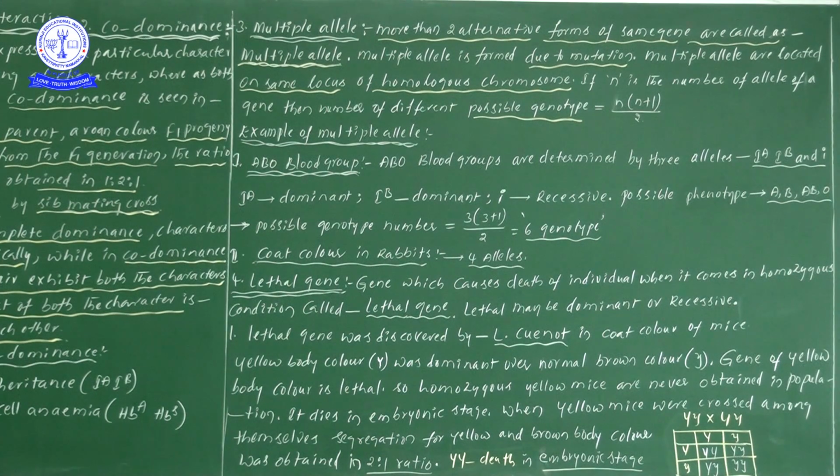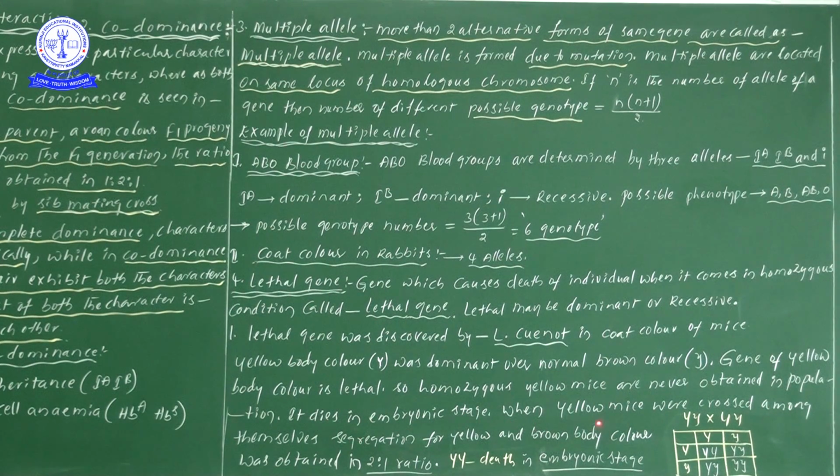Why? Homozygous yellow character means capital Y is there, and definitely that gene is responsible for death. That's why homozygous yellow mice will not be there in a group of mice. Why? Because it dies in the embryonic stage. So why do we not observe yellow mice in the population? Because of the presence of homozygous capital Y, that gene acts as a lethal gene and kills the individual.